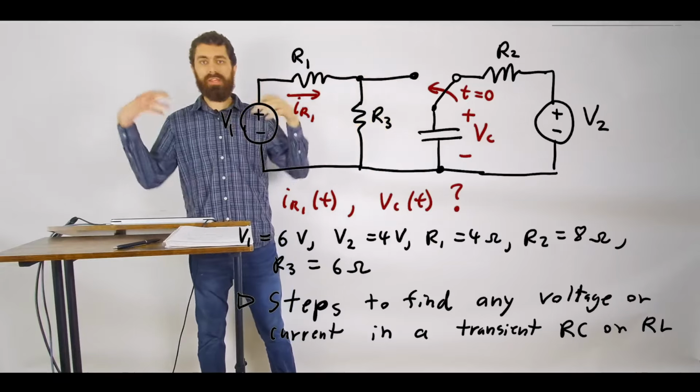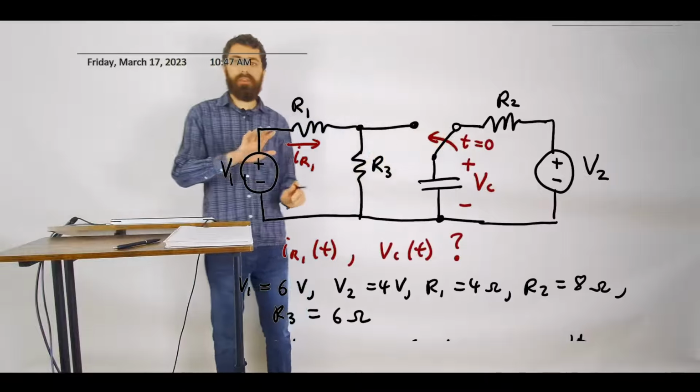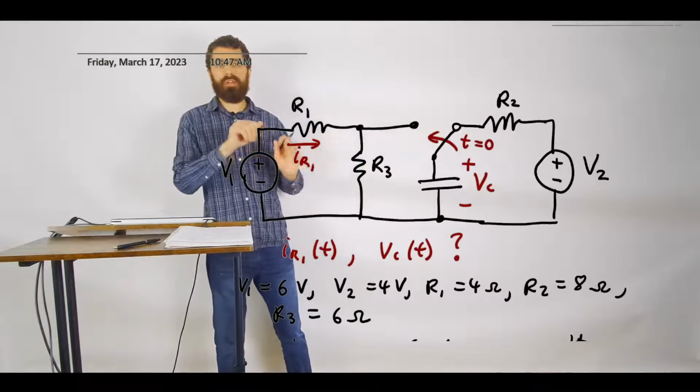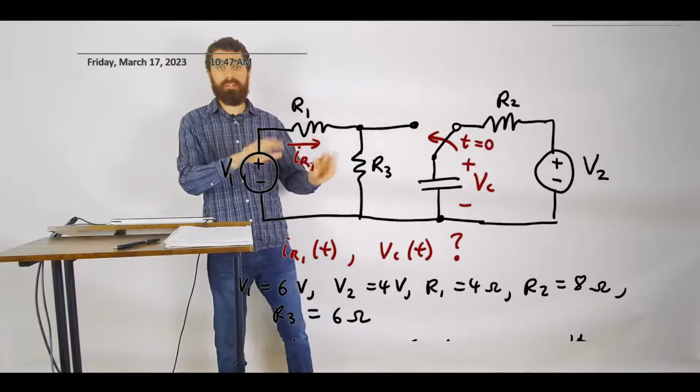Now let's go ahead and sketch the circuit at t equals 0 plus. So this is after it switches. So now it looks very different. Now the circuit switches, and so now this whole part of the circuit is connected, and then R2 and V2 are totally disconnected. So we can just disregard R2 and V2 and just draw this other half of the circuit.